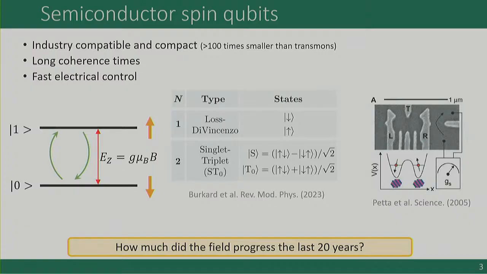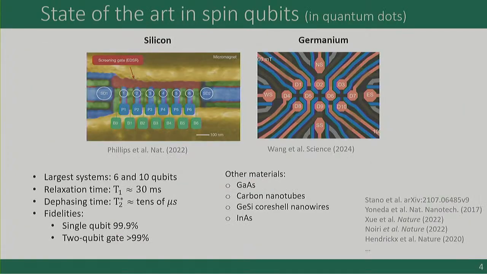And how do they look like? Here you have a SEM picture of the first spin qubit, where basically you see the electrostatic gates that form two quantum dots, where the holes or electrons will be hosted with two spins. And now, how much did the field change over the last 20 years? The state of the art at the moment for spin qubits hosted in quantum dots, I would say that are these two designs, one in silicon, the other one in germanium. And the largest systems are 6 and 10 qubits, respectively.